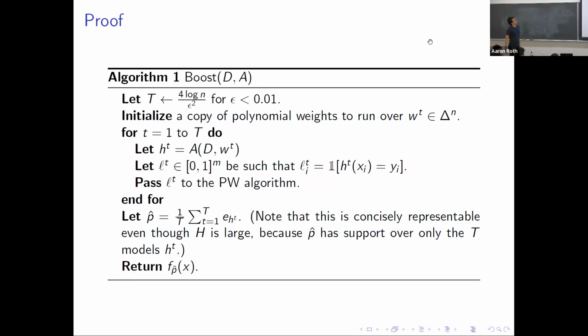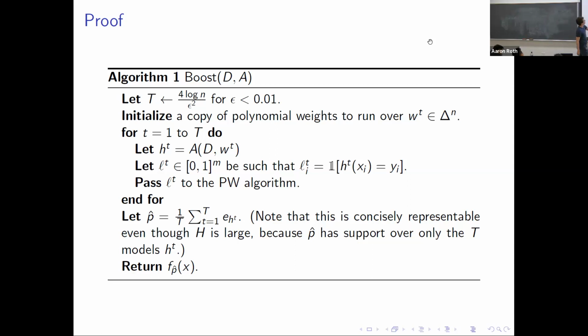To compute an epsilon approximate equilibrium with polynomial weights, how many rounds do we need to run for? Well, just log n over epsilon squared many rounds. And epsilon here is a constant, because we only need epsilon to be less than 0.01. So we run this dynamic for only log n many rounds. The data player is playing polynomial weights, maintaining a weight vector of length n over the n data points. Every day, the learner best responds to the mixed strategy implied by the data player's polynomial weights distribution.